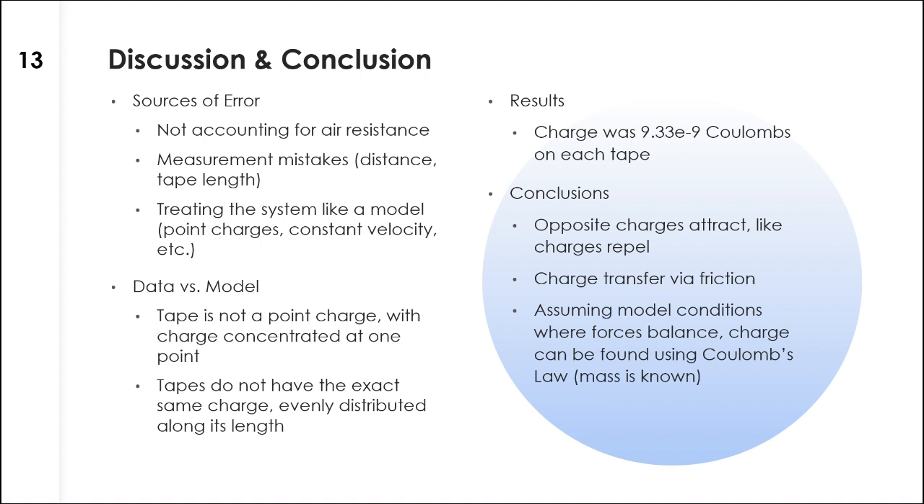So the tape is not a point charge, and the tapes do not have the exact same charge because they are handled differently. Our results, again, charge was 9.33 times 10 to the negative ninth coulombs, and overall conclusions: opposite charges attract, like charges repel, a charged object is attracted to a neutral object, charge can be transferred via friction, and then assuming model conditions, we can solve for charge.